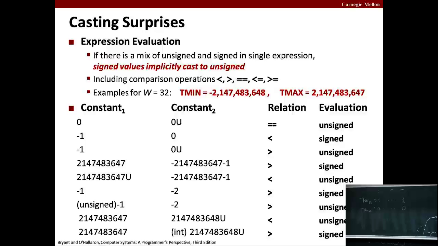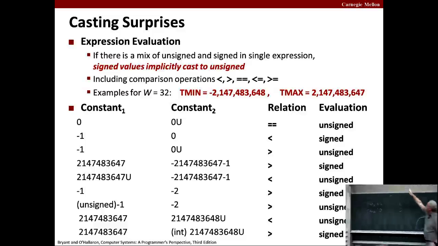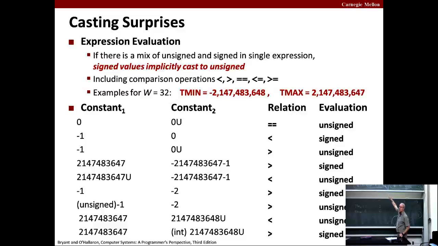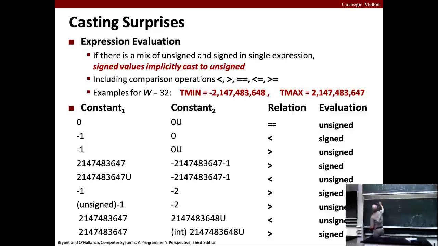you'll see that this is a bigger number than this one. And so it goes that minus 1 is greater than minus 2 if they're unsigned, because minus 1, you can think of it as converts into U max. It'll be the biggest number possible. And minus 2 would be 1, 1, 1, 1, 0.